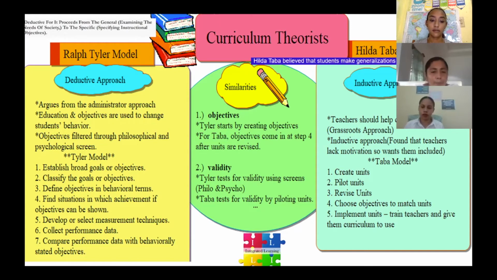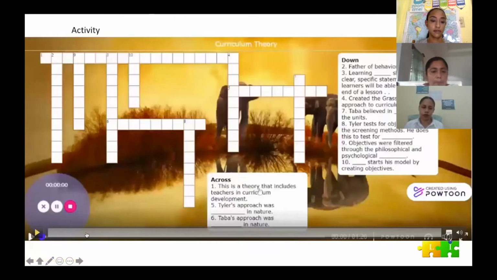Okay, so next I have a short activity based on the curriculum theories.